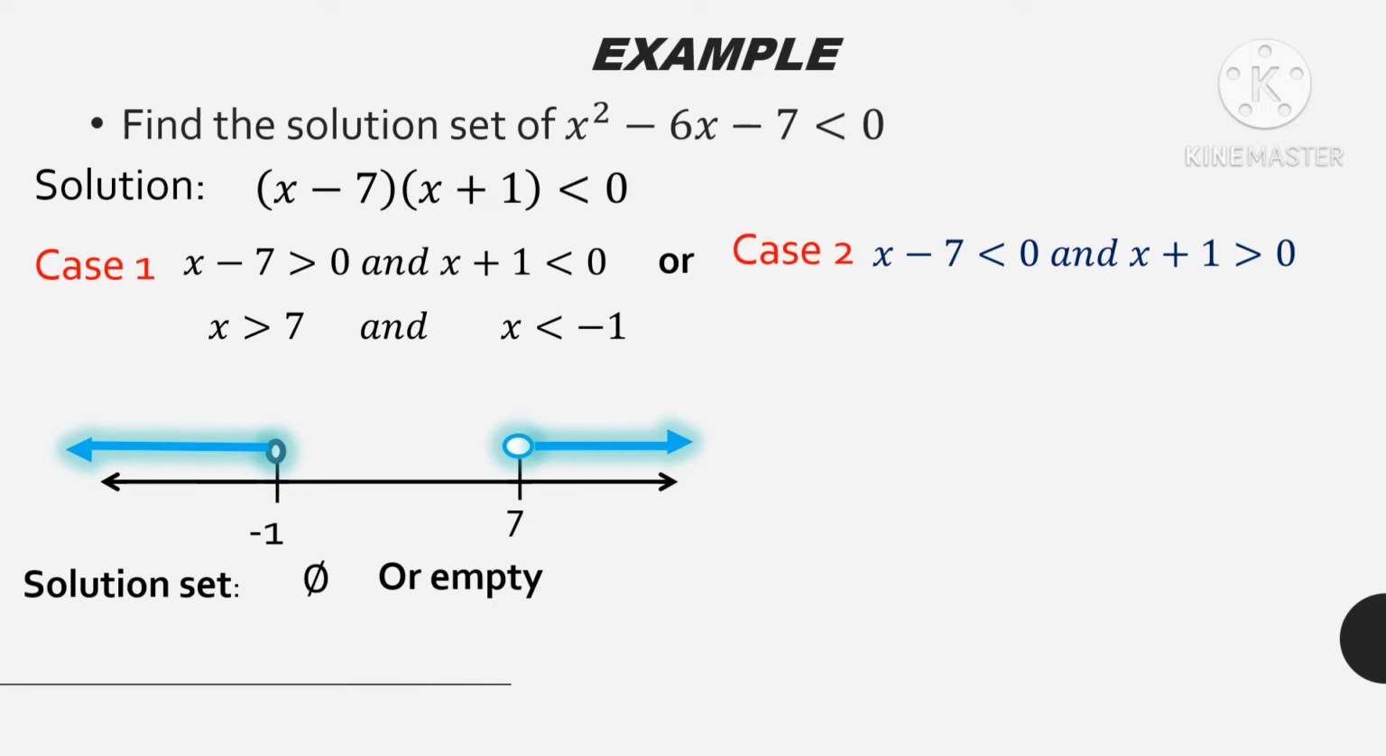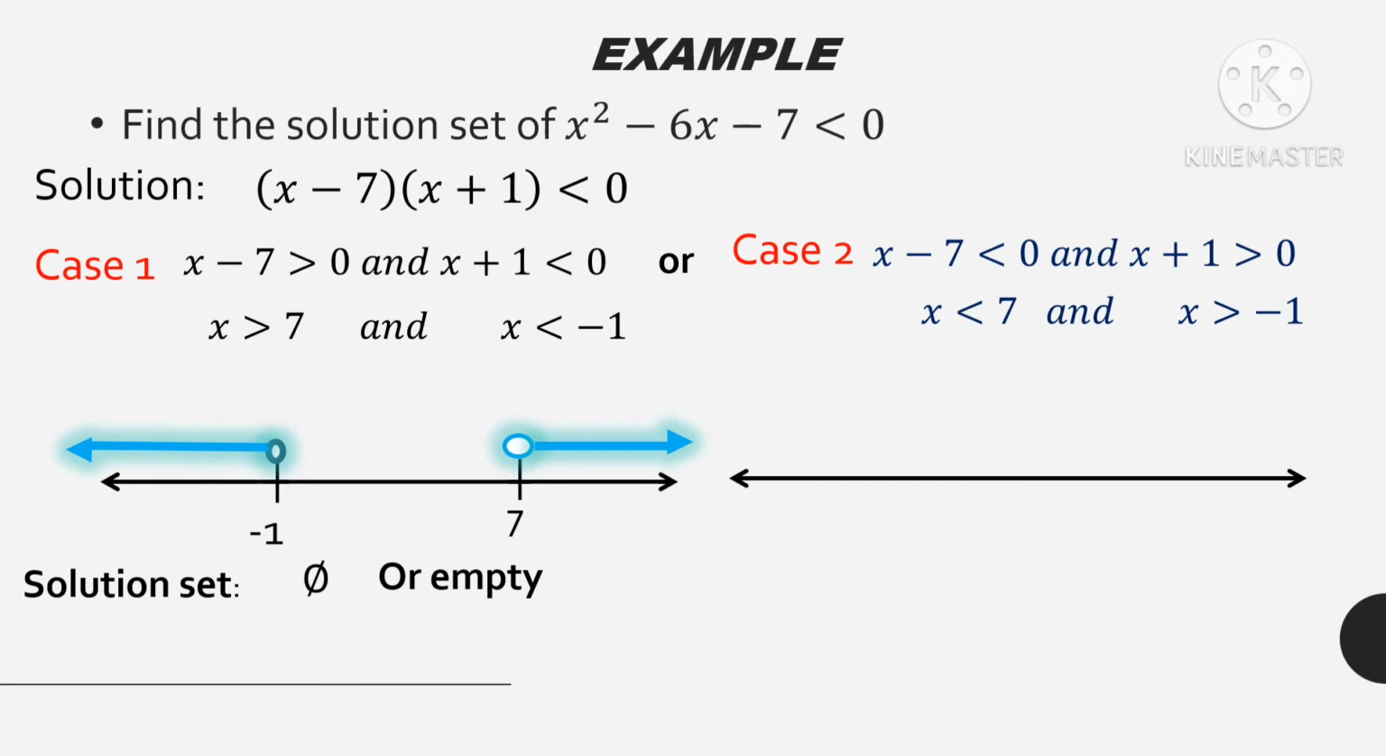In case number 2, we verify. So we solve for the inequality. We have x minus 7 less than 0, so it will become x less than 7. We transpose this to the right side. Your x plus 1 is greater than 0, so we have x is greater than negative 1. We transpose this positive 1 to the left side, so it's negative 1. And let us find out if they have common elements or they have intersections in a number line graph.